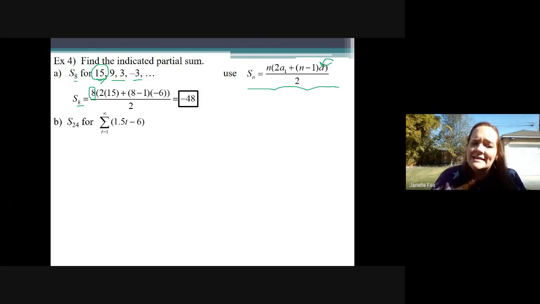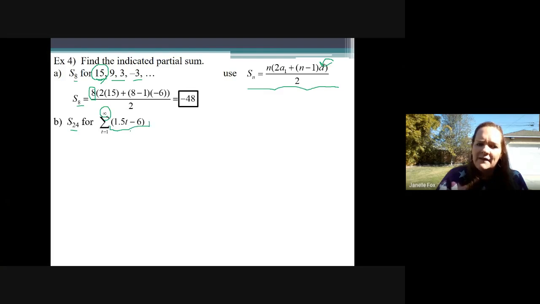Okay, this one says S sub 24, and it's an infinite series, but that doesn't matter to me because I'm still just trying to find the, where did my little pencil go? Sorry, I'm just trying to find the 24th sum. So that's fine with me. I do know that there's going to be 24 terms, but check it out, guys. Look what they gave me right here.